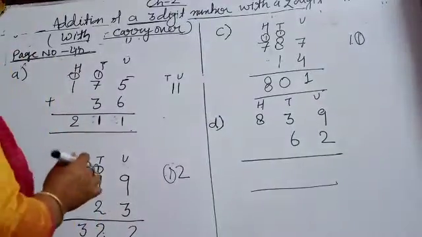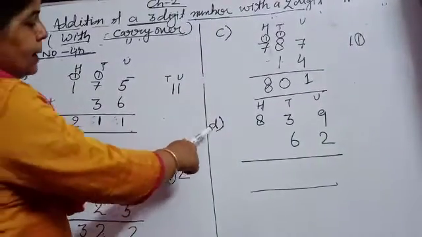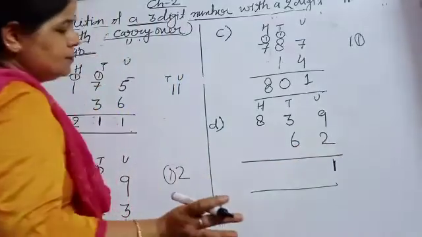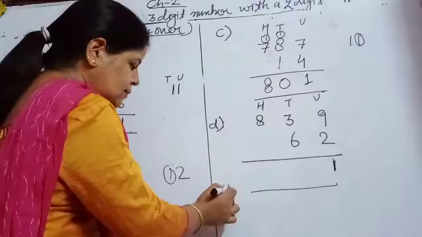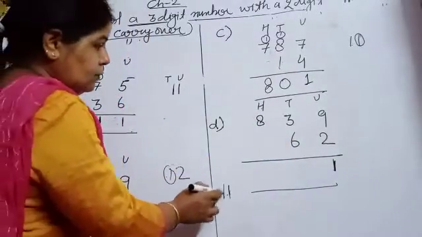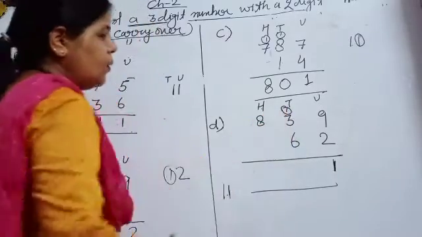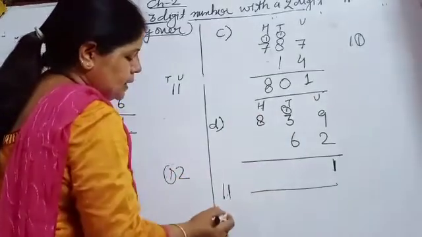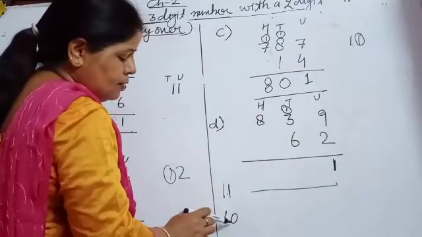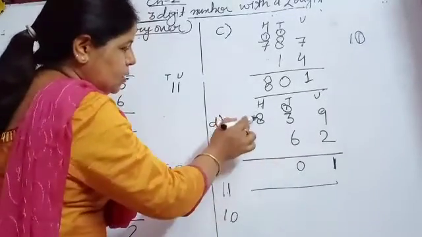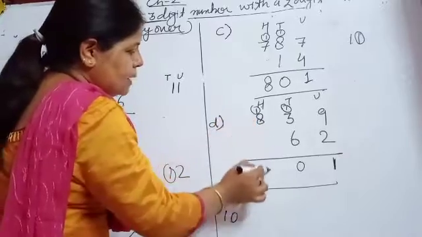I hope every child is understanding. Now see the next question, the D part. 9 plus 2 is 11. We are writing 11 in this way. So I have written 1 under the unit place, and this one will go here as a carry. Now see, 6 plus 3 is 9. 9 plus 1 is 10. We always write the unit place digit, so write 0 here. This one will go as a carry on the top of 8. So 8 plus 1 is 9.